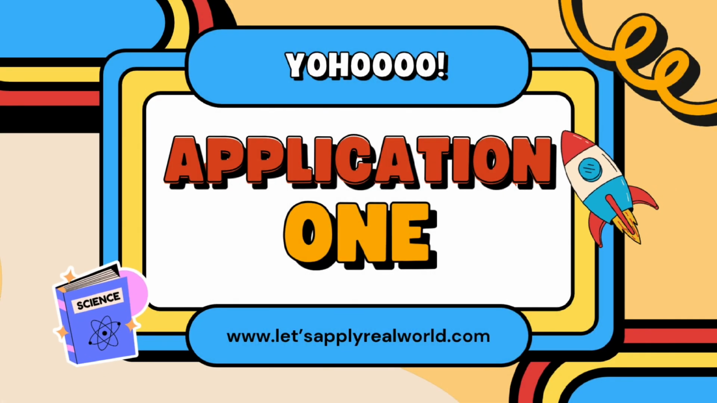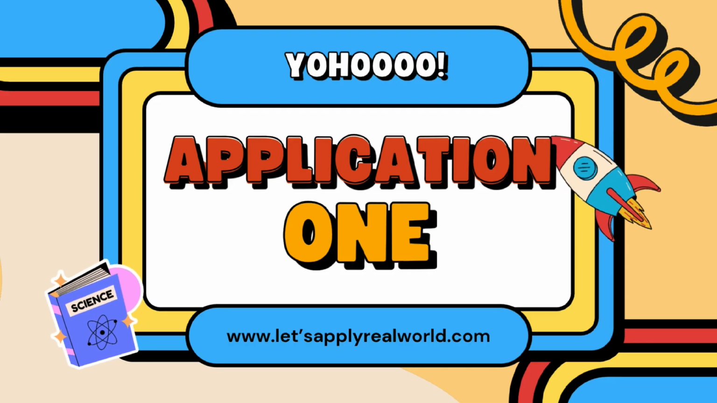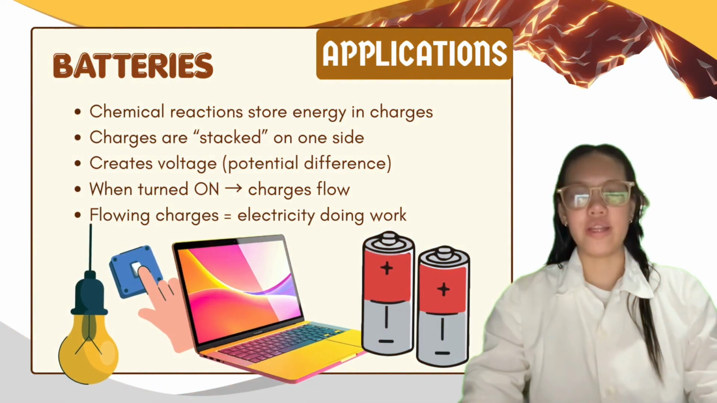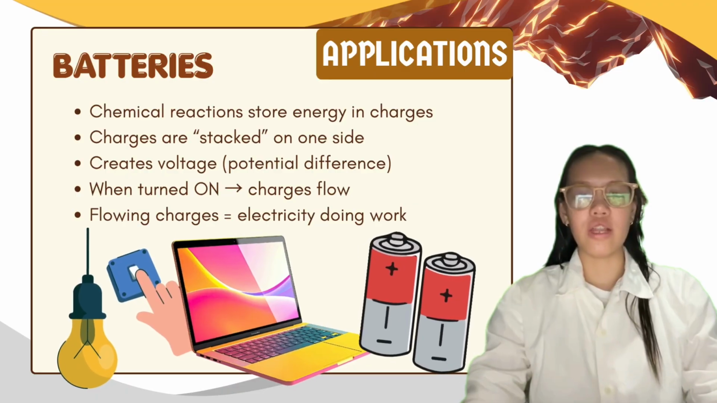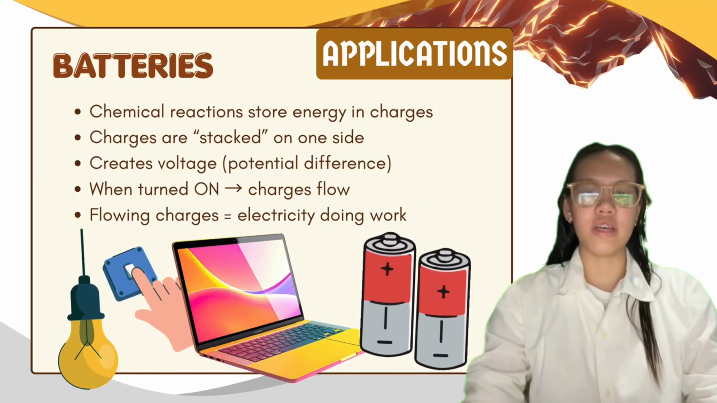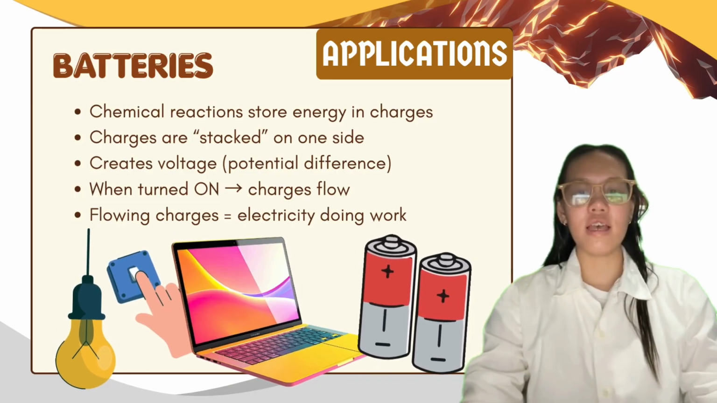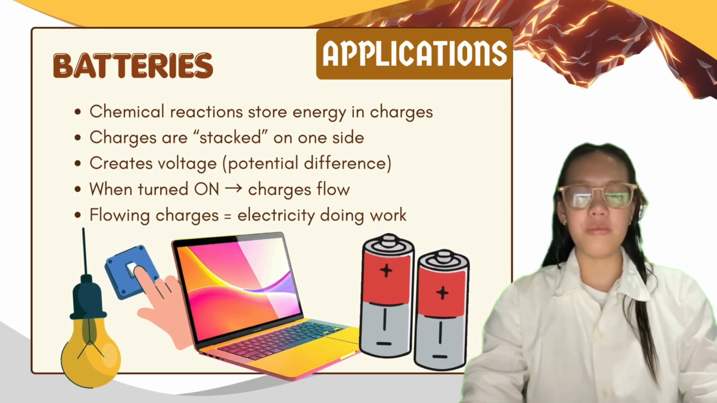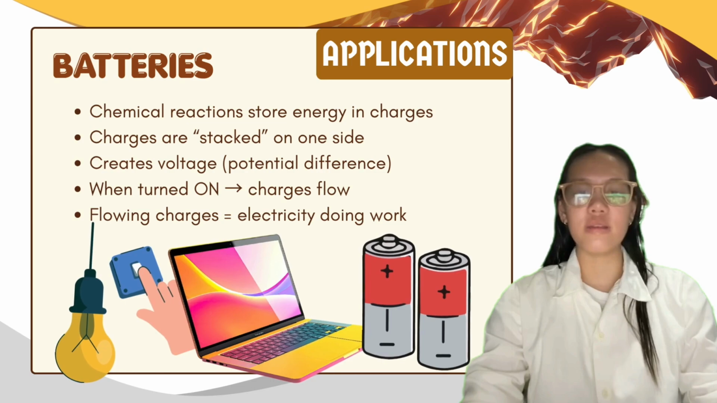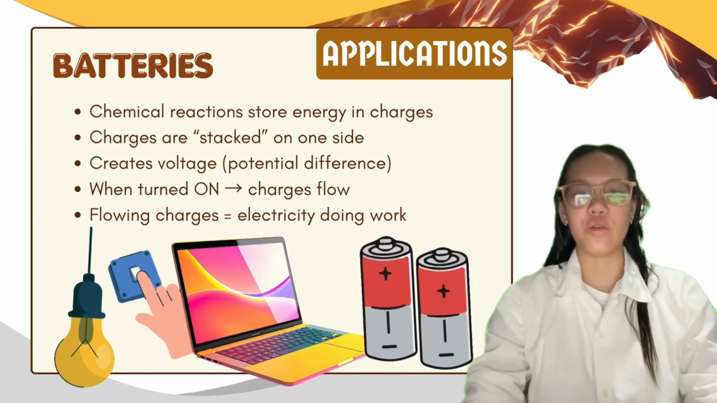EPE isn't just a textbook concept, it's everywhere. As mentioned earlier, every turned-off appliance in your home is a reservoir of electric potential energy. Number 1. Batteries. In your phone or laptop, chemical reactions keep charges stuck on one side. This creates a potential difference. The charges are bursting with EPE, just waiting for you to press the power button so they can flow and do work.